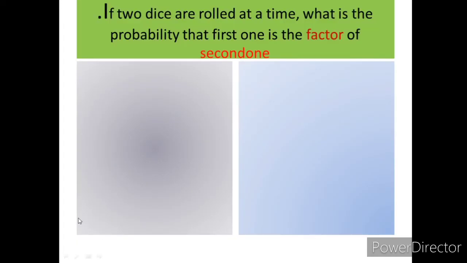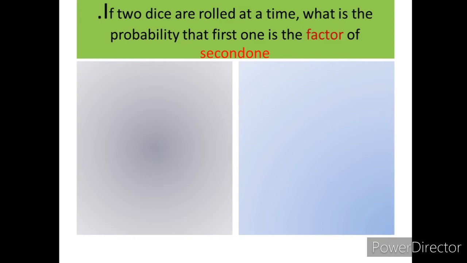Yes, here the problem is, what is the probability that the first one is a factor of the second one? All these 36 outcomes are in the form of ordered pairs. In this ordered pair, the condition is the first one is a factor of the second one. So this problem can be asked in another way: the second one is a multiple of the first one. Both give the same solution.